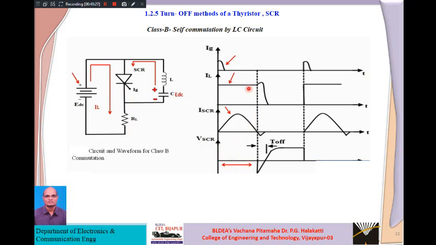Now what will happen? The capacitor is initially charged with this polarity. Another current is also occurring because of this charged capacitance. Initially it has been charged to EDC. The SCR current is a current because of the charging of the capacitance. The capacitance will start discharging, and because of the discharging you can see the current will be reducing here, ISCR.